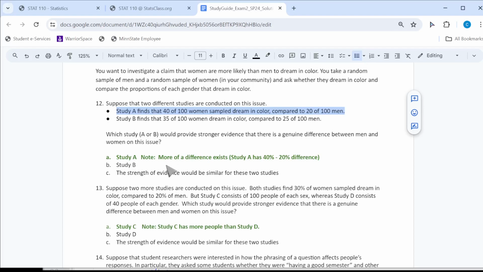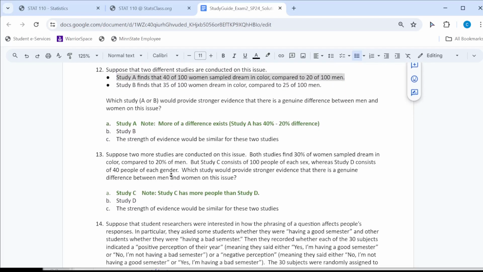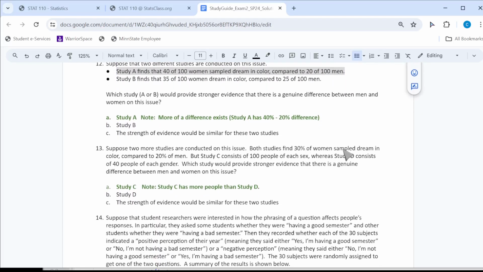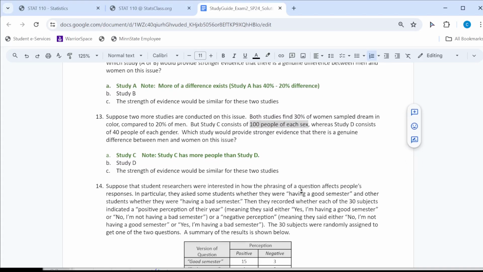For 13, the percent is the same between them. 30% women, 20% men, but study C has a lot more people. 2.5 times more people, or whatever that is. So study C is going to have more evidence. So if a study has more people in it, then you're able to get more evidence for the conclusion that you're trying to draw.